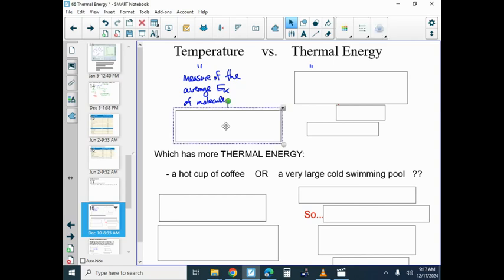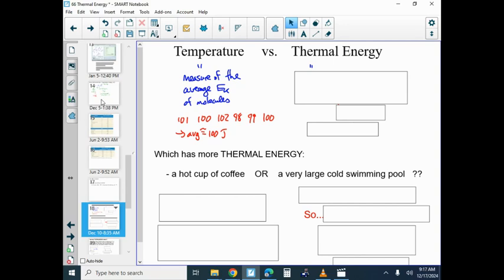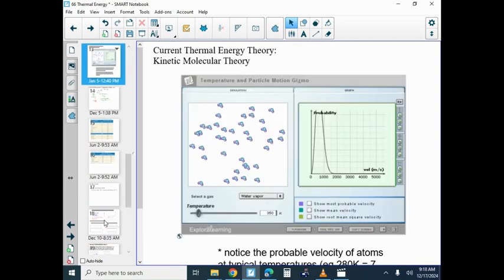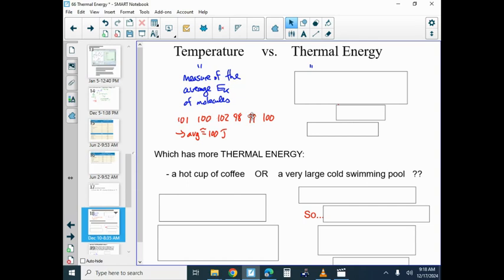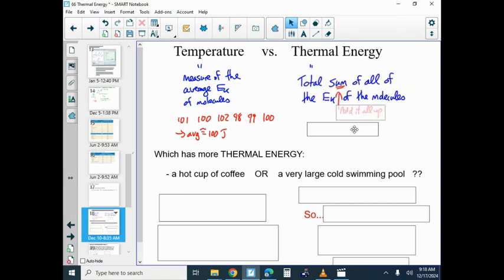So temperature is just the average kinetic energy of the molecules, as you saw in the little simulation of the applet, right? So the average of this would be around 100, right? Thermal energy is the sum of all of them. And so if you added all those up, you'd be around 600 joules, right? If you had one, two, three, six molecules and so on. If you add it all up, you'd have 600 versus the average is only around 100, right?